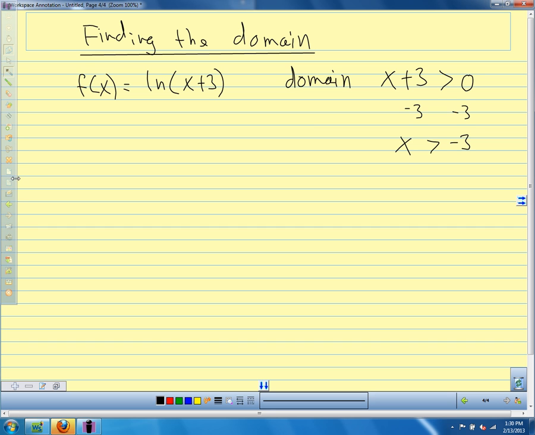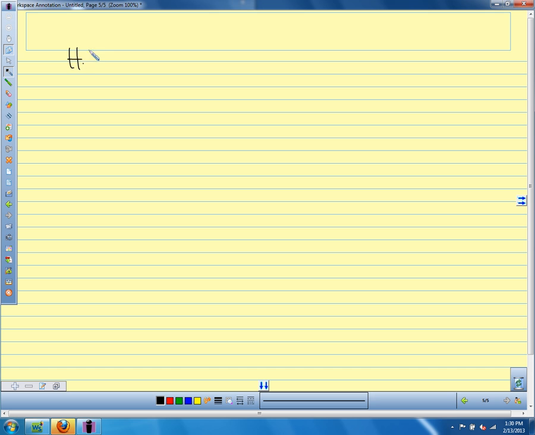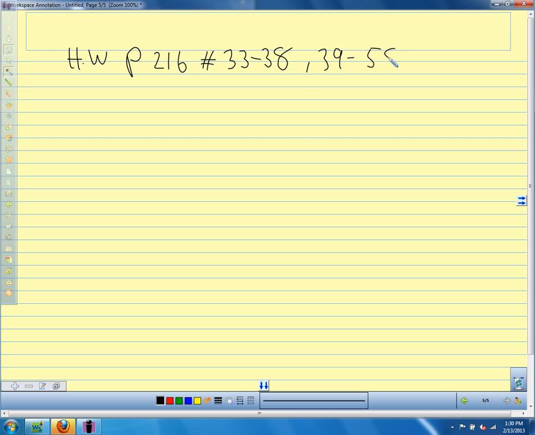All right. Our homework is the problems that we left off from yesterday, which was page 216, number 33 through 38, 39 through 55, odd, plus I'm going to give you a worksheet. The problems on the front side of the worksheet are like 5-second problems. Switching from exponential to logarithmic form, or from logarithmic to exponential form. On the back side of the worksheet are some graphing problems.